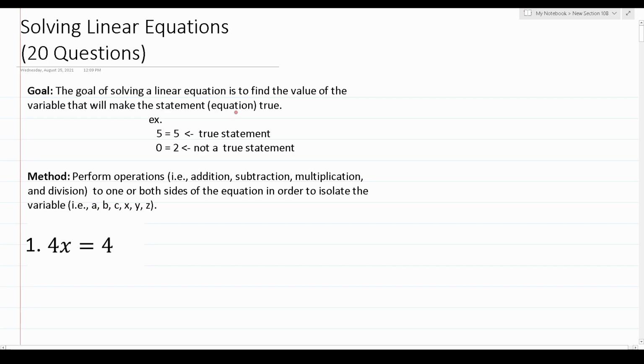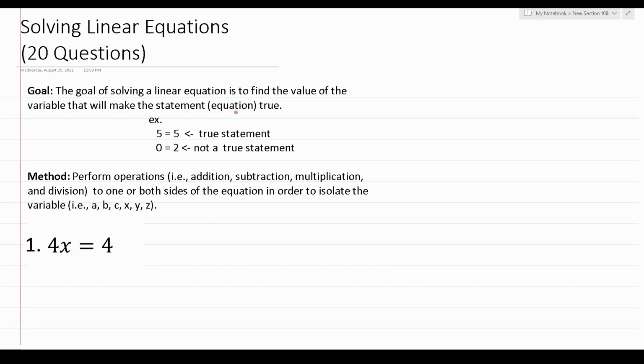All right, so before we get started with the first practice problem, I just want to mention a few things. Feel free to skip over this part of the video if you're confident in your ability to solve equations already. But that said, I want to mention these two things. The goal of solving linear equations is to find the value of the variable that will make the statement, that is the equation, true. And what are true mathematical statements? 5 equals 5. That is a true statement. 5 does in fact equal 5.